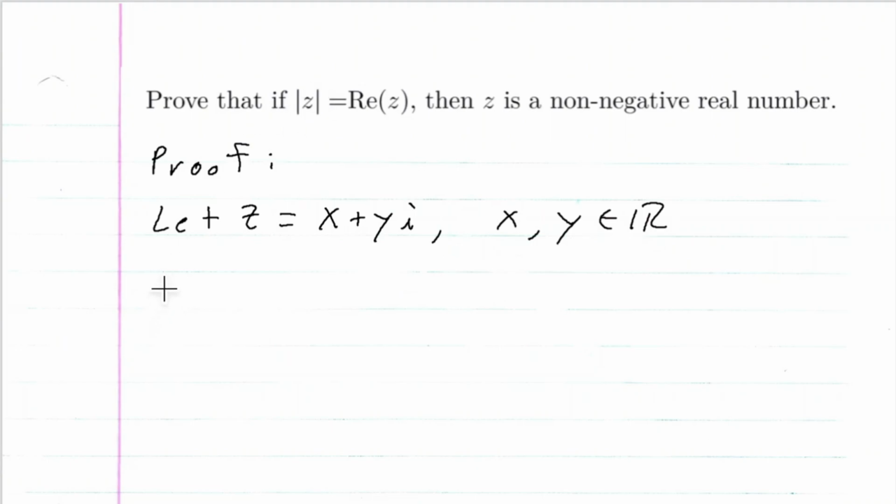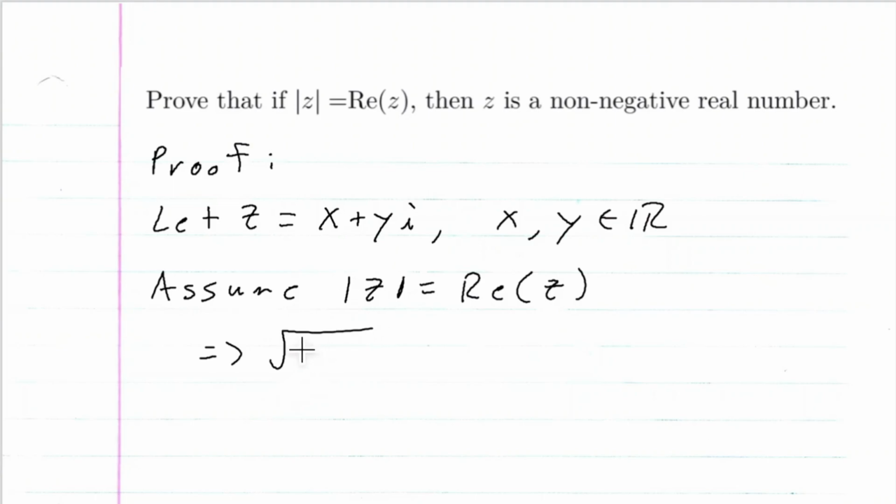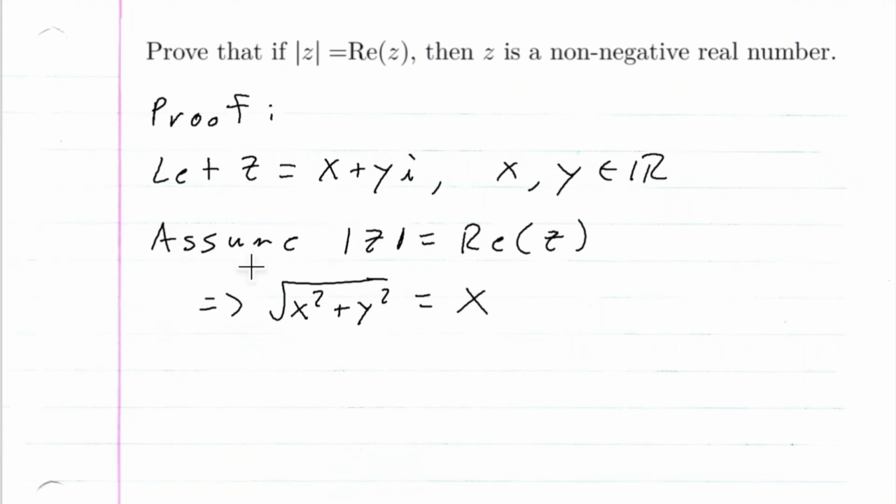And of course, we're going to assume that the modulus of z is equal to the real part of z. So what this tells us is this implies, so the modulus of z is the square root of x squared plus y squared, and the real part of z is x, right? Okay, so now we can square both sides to get x squared plus y squared is equal to x squared.